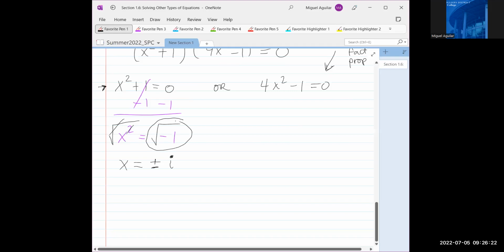How would I go about solving this right-hand equation? You could start by adding 1 to both sides. Go ahead and add 1 to both sides. We have 4x squared is equal to +1. Then what?